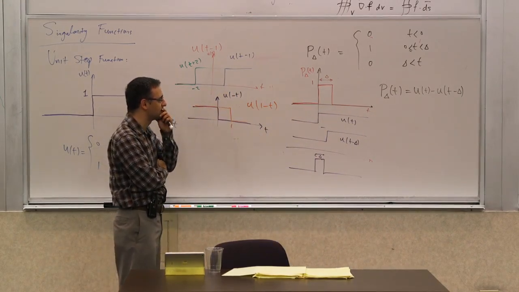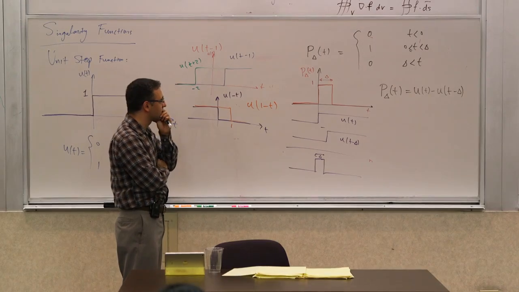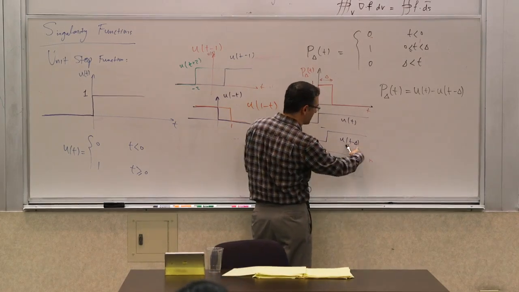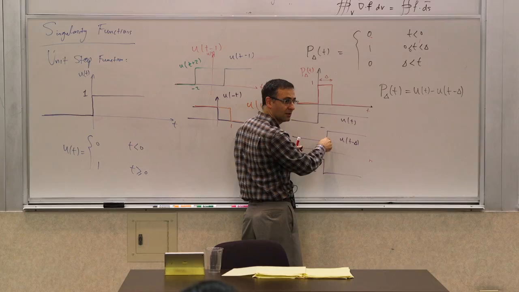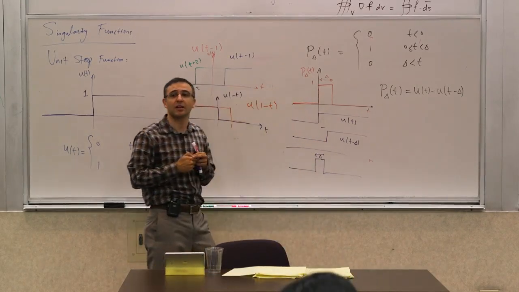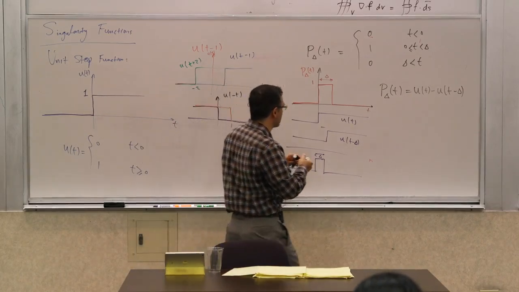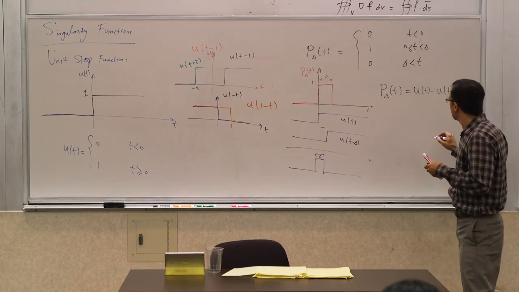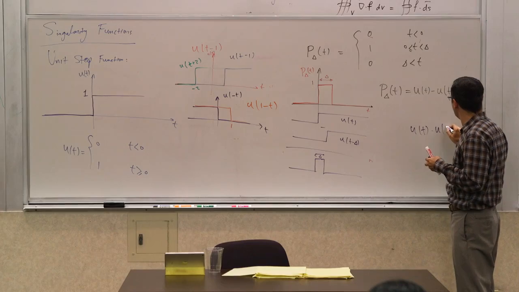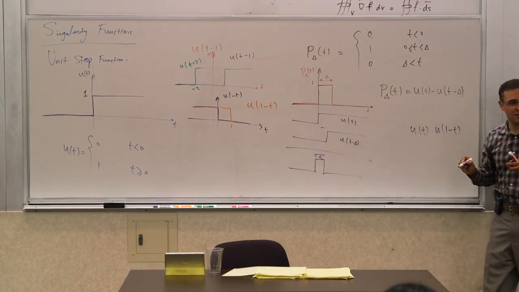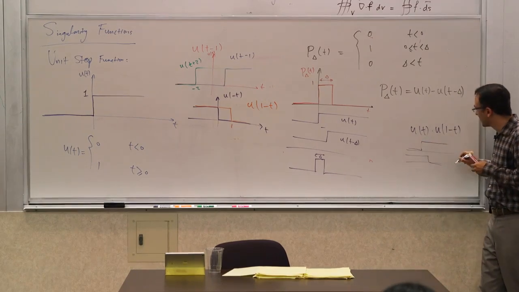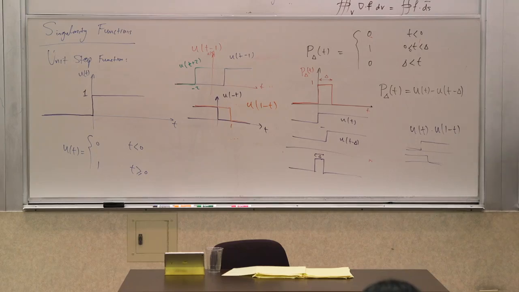Yes? Could it also be u of t times u of delta minus t? The product would be 1 here, right? 0 times 0 elsewhere. You could write it as that too. So that's another one. So she says, and I think you said something along those lines first too, u of t times u of delta minus t, which is this times that. Yes, you're absolutely right. You can write it as a product of those two.